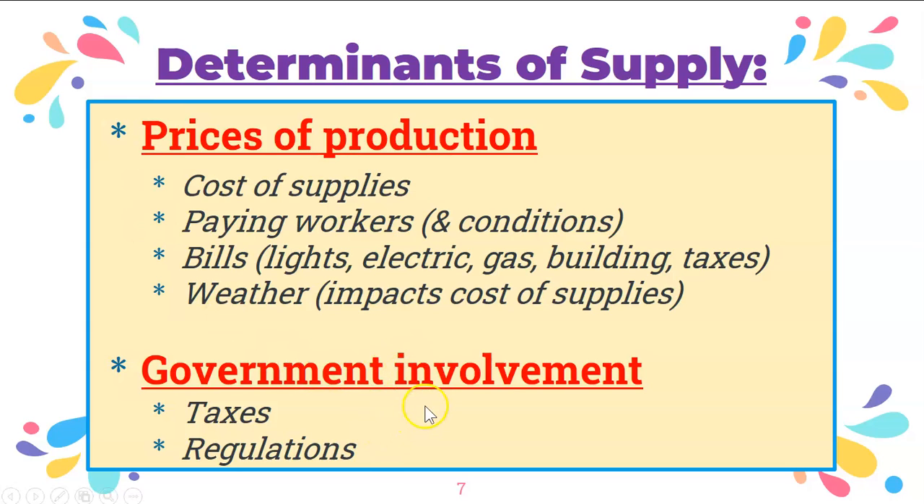All right, government involvement. If they have taxes and regulations, that will affect supply as well. And it can go either way. It can help or hurt a company, but if it is impacting the company enough, it'll create a shift in the supply.